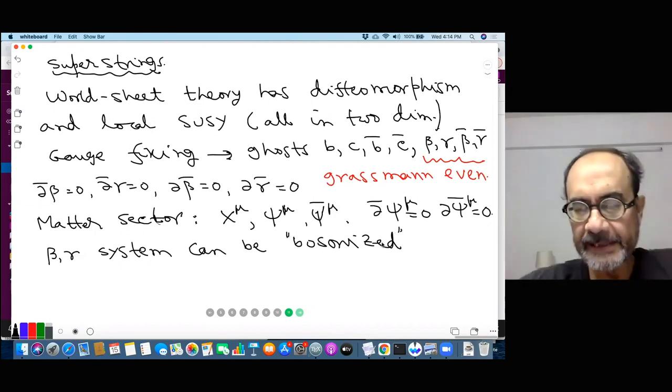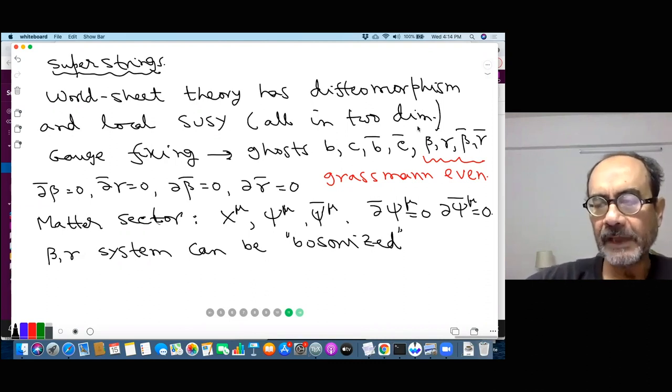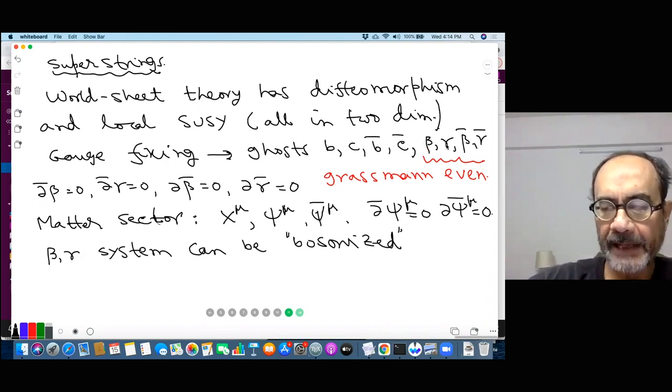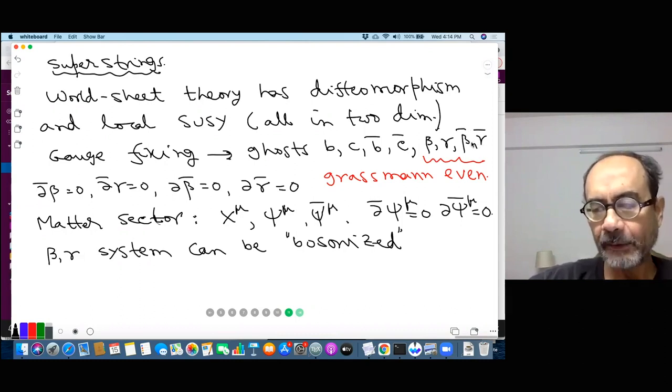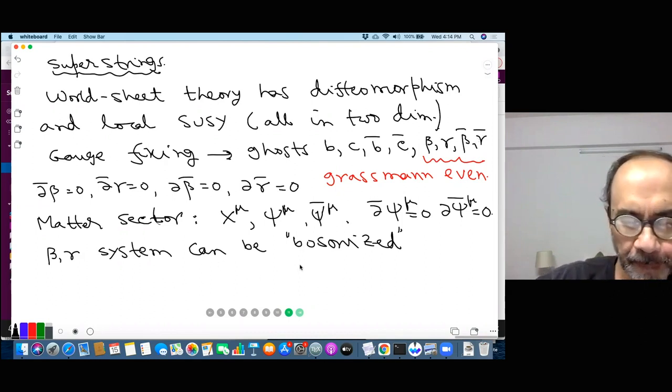But I should also say at this stage that I'll be describing the various properties in the holomorphic sector, but identical things hold in the anti-holomorphic sector. Okay, I'll not write them down explicitly, because that will just be copying the same thing with some bars put on top.